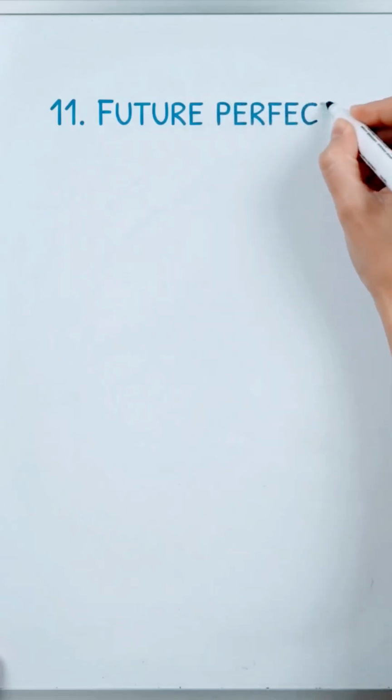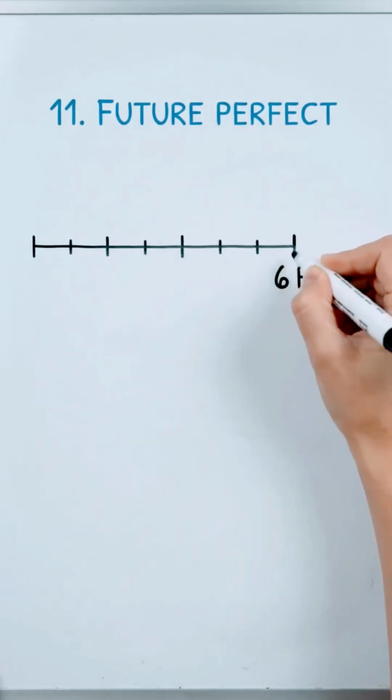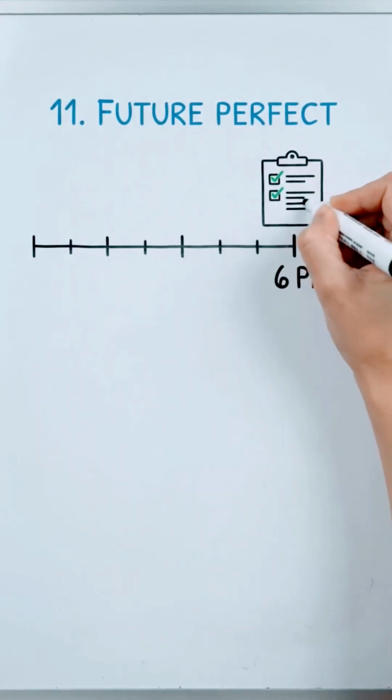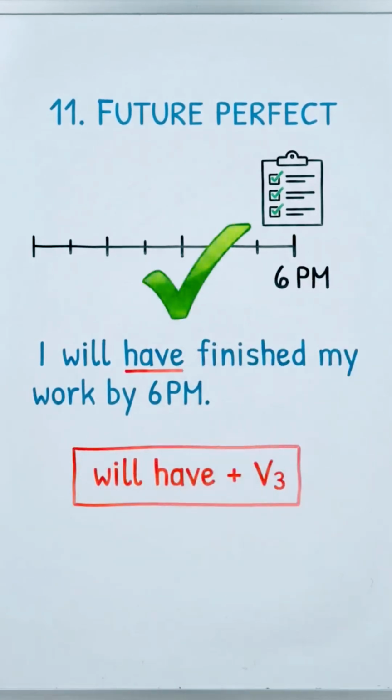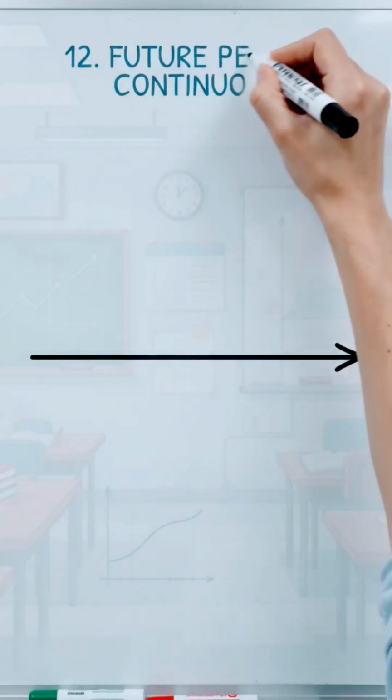Welcome back to our English grammar lesson. Let's understand the future perfect tense. It shows an action finished by a specific time. I will have finished my work by 6 p.m. Will have plus V3. Let's draw a timeline extending toward the future.